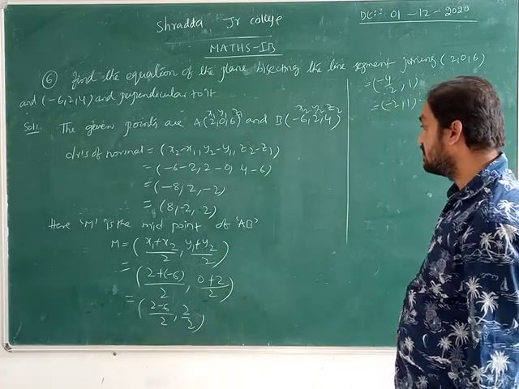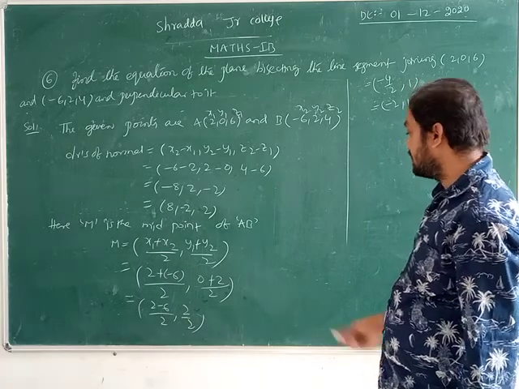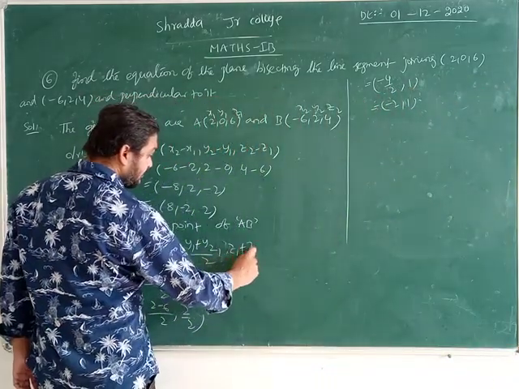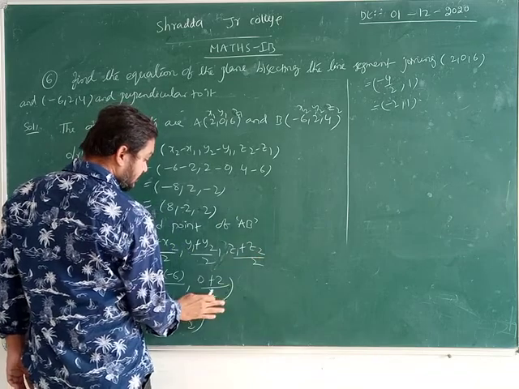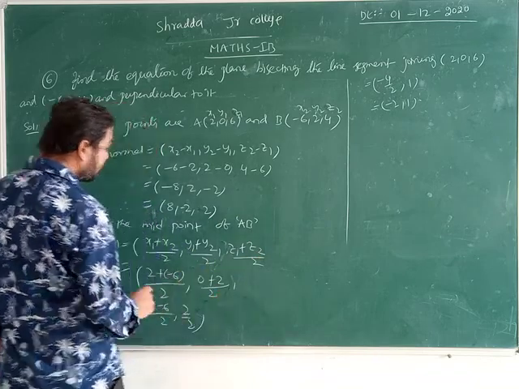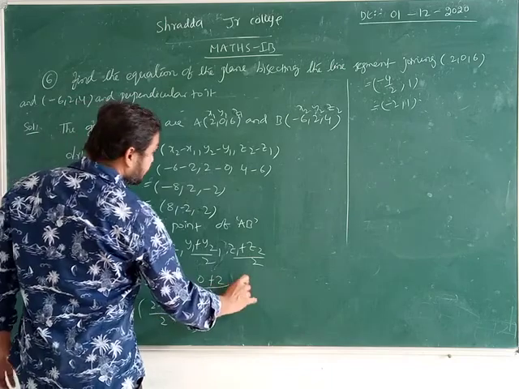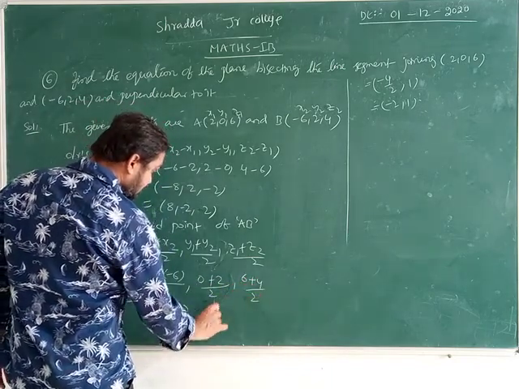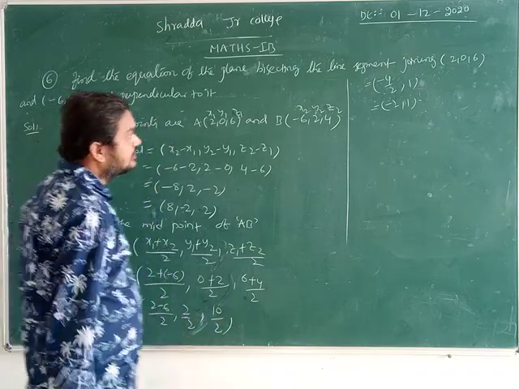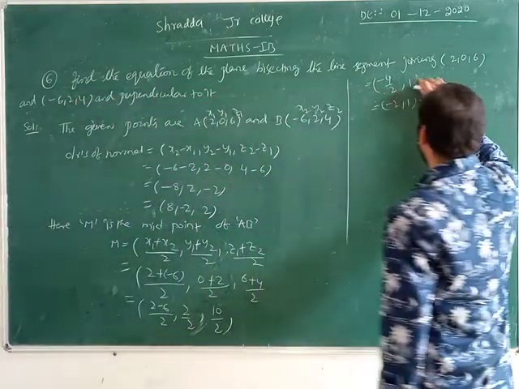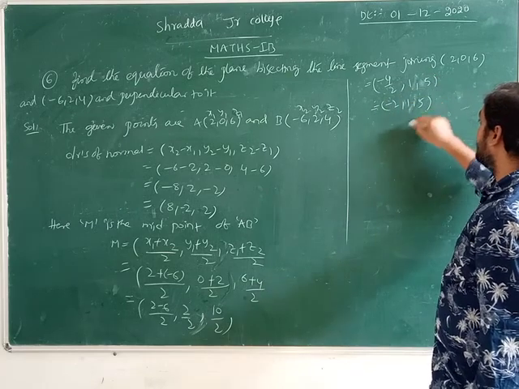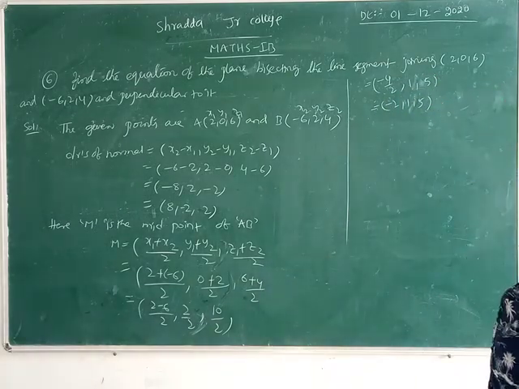This is the midpoint in two dimensions, but we are taking three dimensions, so (z1 plus z2) by 2. What is z1 here? That is 6, plus z2, 4, by 2. And here 10 by 2, which is 5. So the midpoint is minus 2, 1, 5.